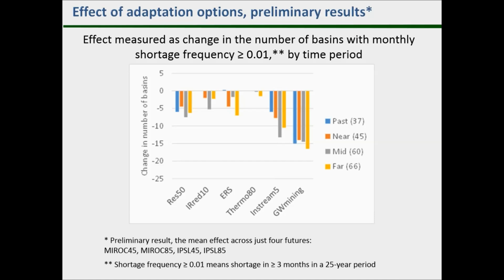Secondly, reducing irrigated area by 10% had a modest effect as well. I haven't fully digested that result and understood it, so I can't say much about it at this point. This is all quite preliminary, but it was modest. The ERS levels have a substantial effect, but quite modest as well.